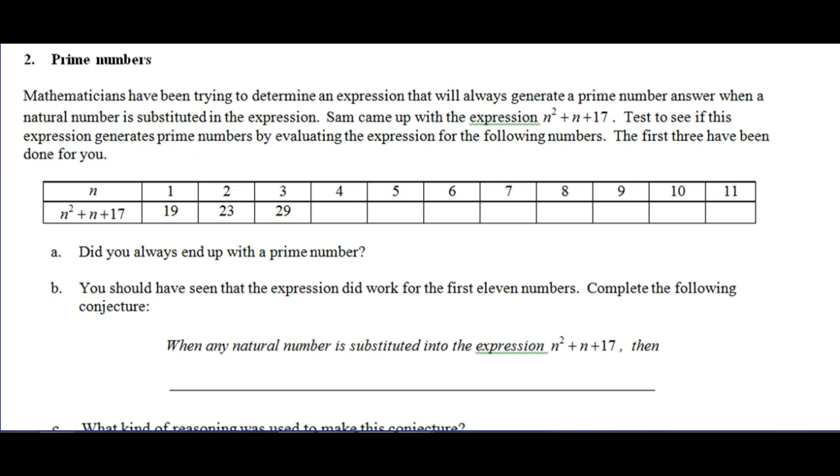Prime numbers. Mathematicians have been trying to determine an expression that will always generate a prime number answer when a natural number is substituted in the expression. Sam came up with the expression n squared plus n plus 17. Test to see if this expression generates prime numbers by evaluating the expression for the following numbers.